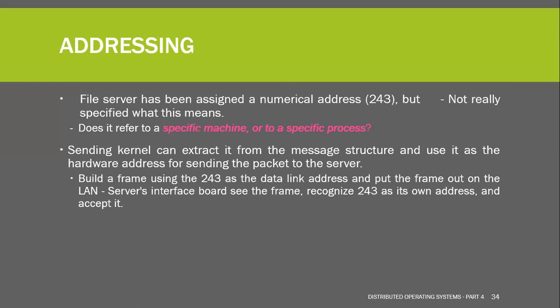The file server has been assigned a numerical address 243, but we have not really specified what this means. Does it refer to a specific machine or to a specific process? The sending kernel can extract it from the message structure and use it as a hardware address for sending the packet to the server. It builds a frame using 243 as a data link address and puts this frame out on the LAN. The server's interface would see the frame, recognize 243 as its own address, and accept it.